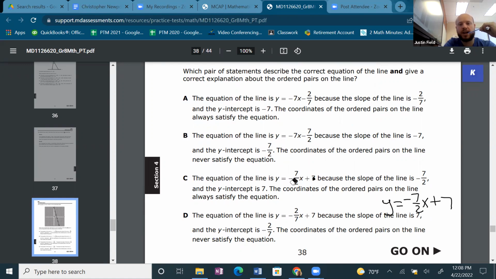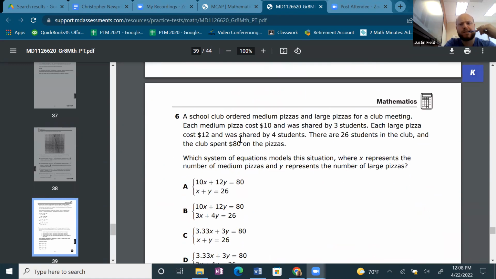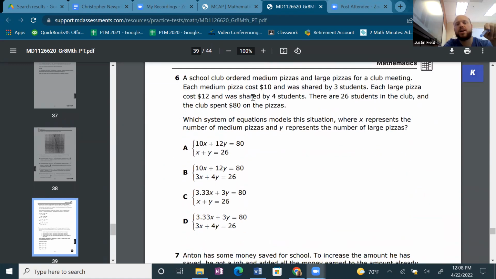The equation of the line is that because of the slope. Yes, so C. This was a lot easier than some of the other questions on the test. Cool. All right, a school club ordered, I see systems of equations, so I'm thinking about that.